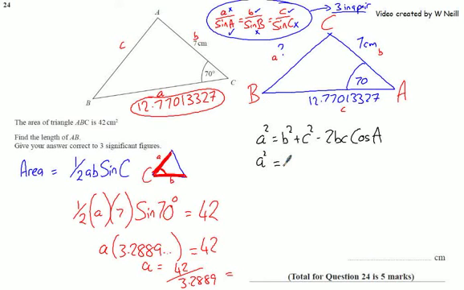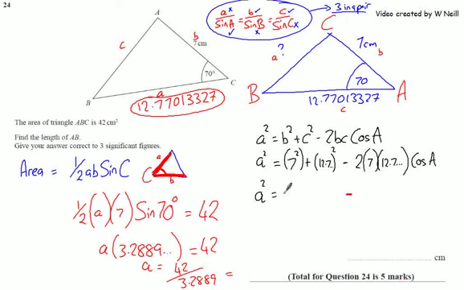Is equal to b squared. So 7 squared plus 12.7 etc. squared minus 2 times 7 times 12.7 cos A. Now, if you're feeling brave, you can type all of this in. Me personally, I like to do this side and keep the minus there. I like to do this side and I like to do this side, and then I'll take them away.